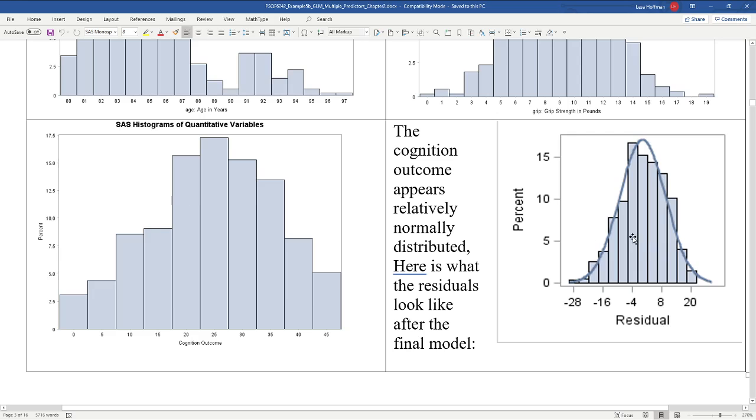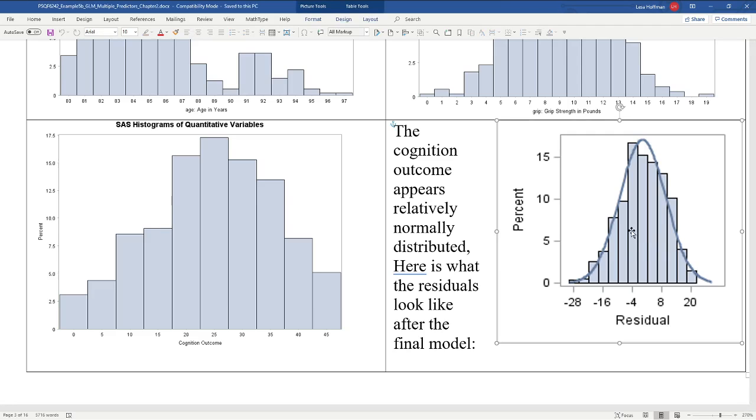By the way, foreshadowing what we're eventually going to end up with, this is what the distribution of the residuals will look like for cognition after we're done adding in all of our model predictors. That's what is supposed to be normal in order to use the general linear model and have faith in the results of the standard errors and p-values that are provided.